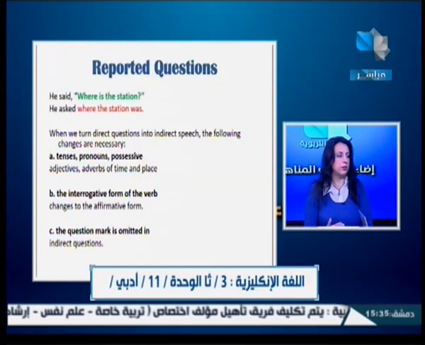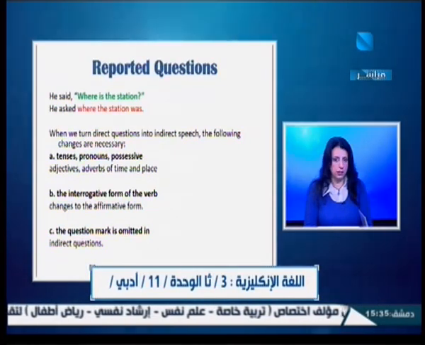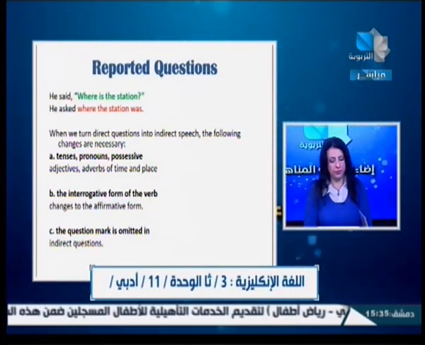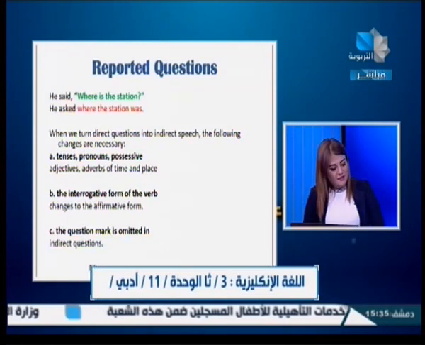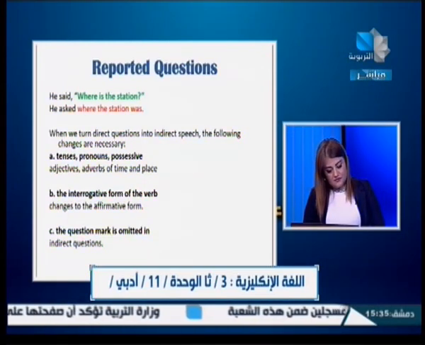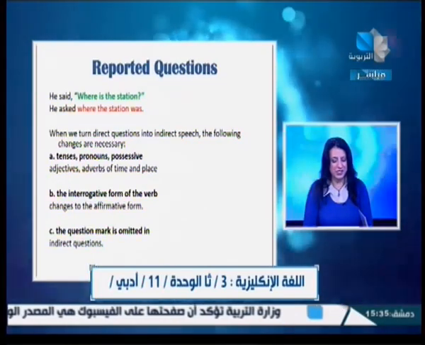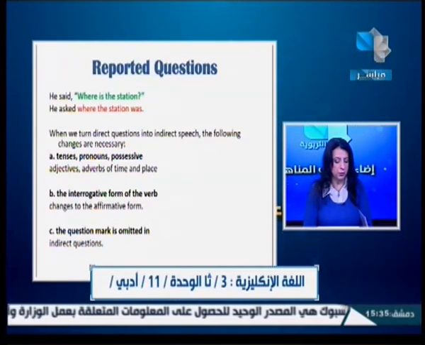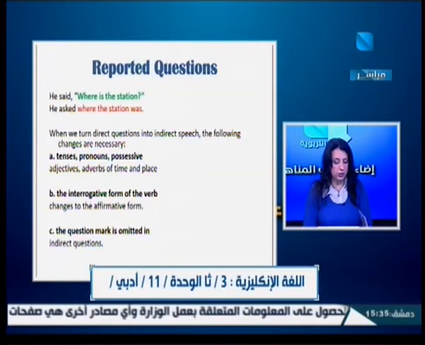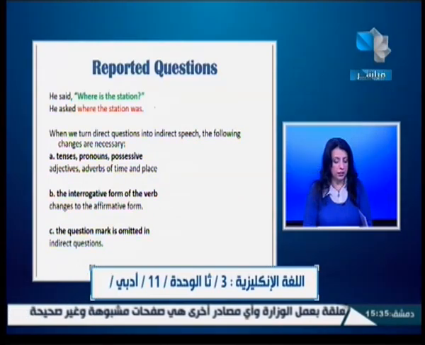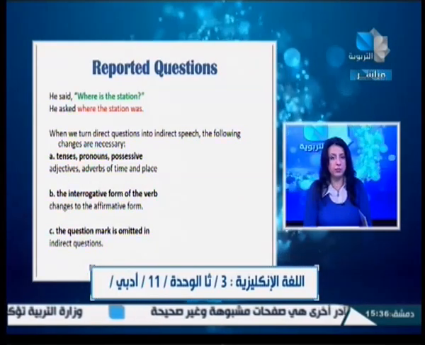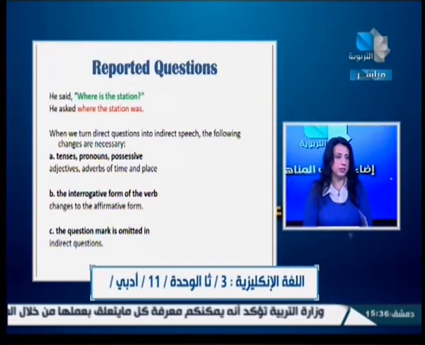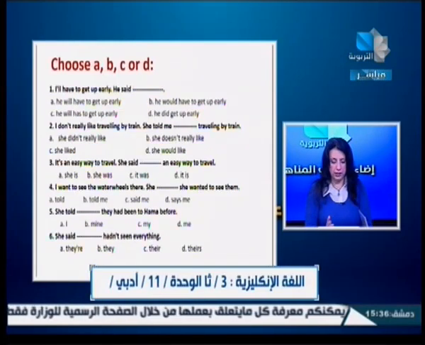We have to remember the 3 steps we've been talking about. We still use the past, we still change the pronoun, and we still change the time expressions. It's no more a question, it becomes an affirmative sentence. So when we turn direct questions into indirect speech, the following changes are necessary. First, tenses, pronouns, possessive adjectives, adverbs of time and place. Second, the interrogative form of the verb changes to the affirmative form. And the third part is the question mark is omitted in indirect questions.